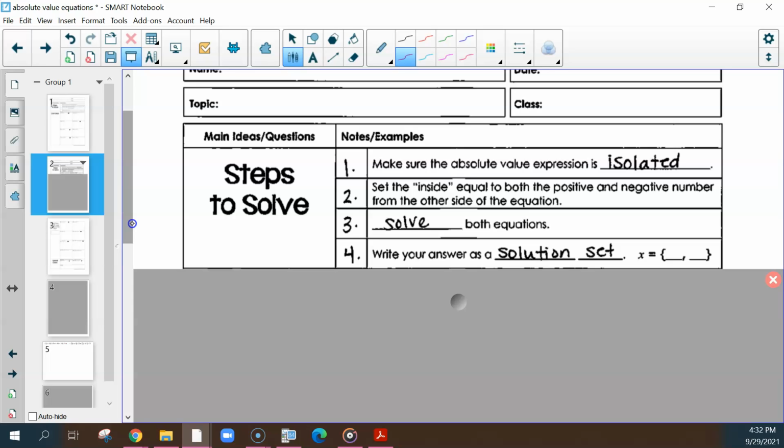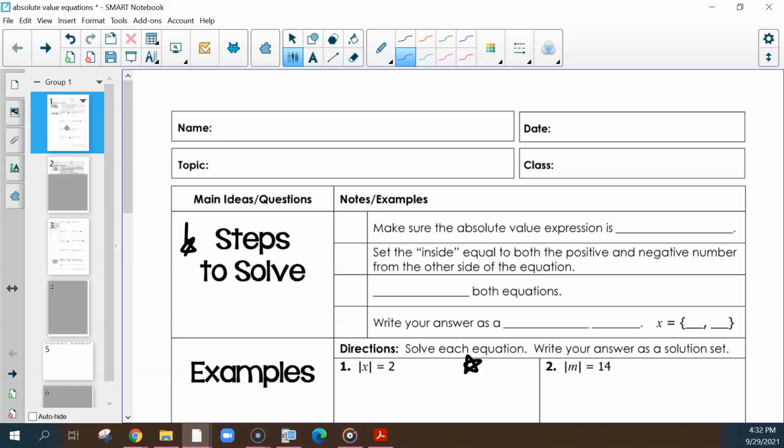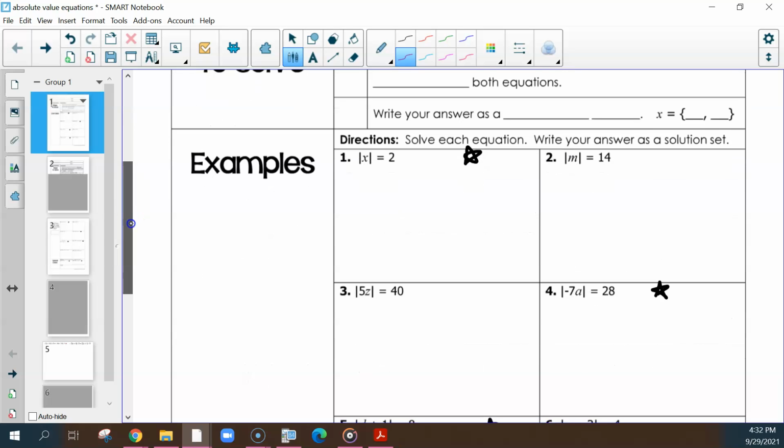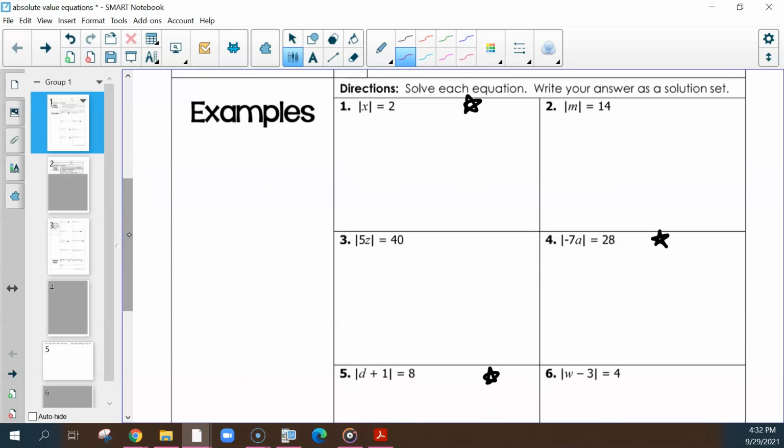And then we're going to solve both equations. So we're going to end up with possibly 2 answers, sometimes only 1, sometimes we don't end up with any, but it just depends. And then we're going to write our answer as a solution set. So we've seen these curly brackets before. We just are listing them in curly brackets. So let's move right along. We're not going to do all of these problems, but we are going to do some.